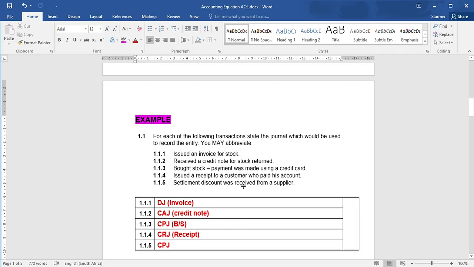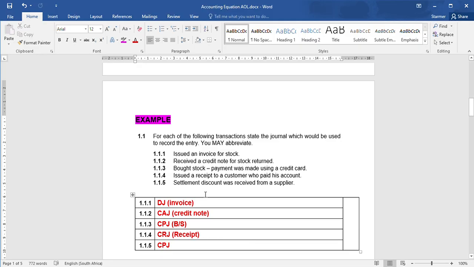And then if you issue a receipt to a customer who paid his account, that is going to get recorded in the CRJ because you're receiving money. You need to know his name, so the document is a receipt.